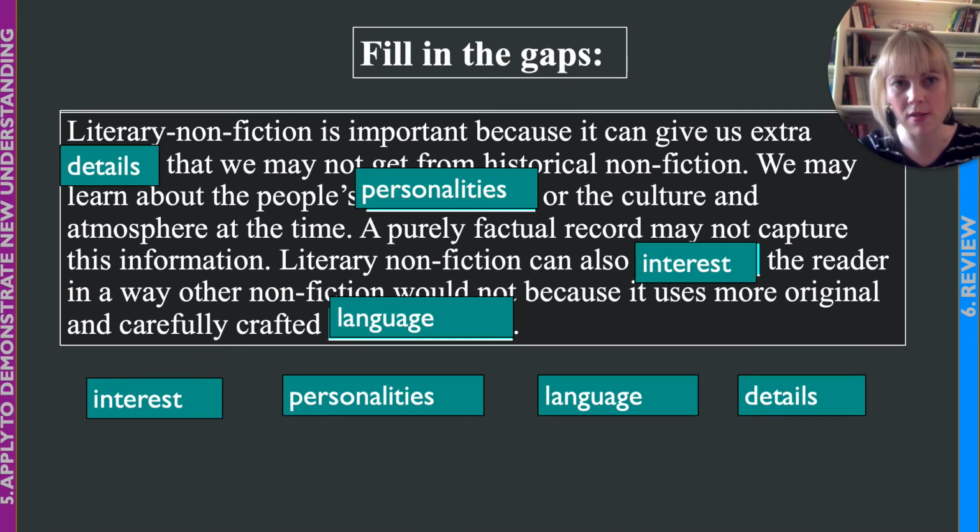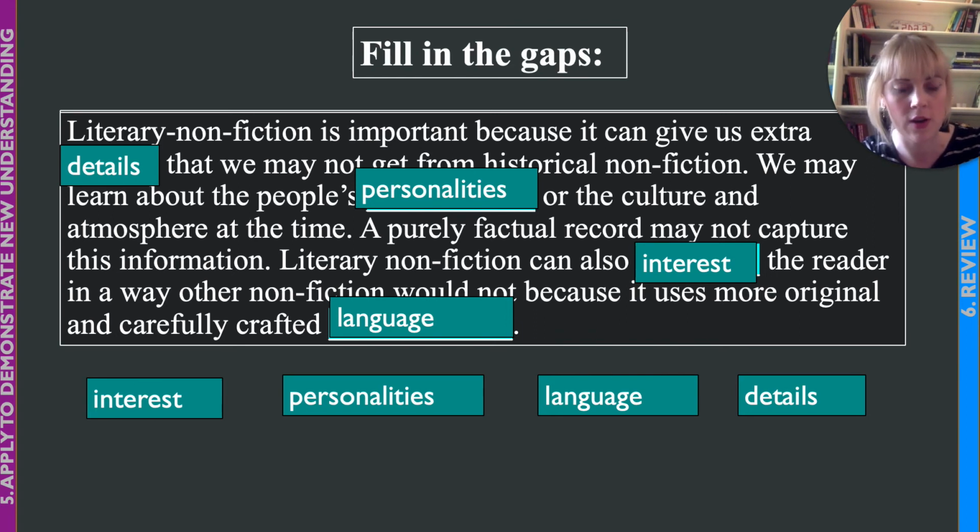Okay, so your answers should have looked a little bit like this. To read the full thing through for you, literary non-fiction is important because it can give us extra details that we may not get from historical non-fiction. We may learn about the people's personalities or the culture and atmosphere at the time. A purely factual record may not capture this information. Literary non-fiction can also interest the reader in a way other non-fiction would not, because it uses more original and carefully crafted language.